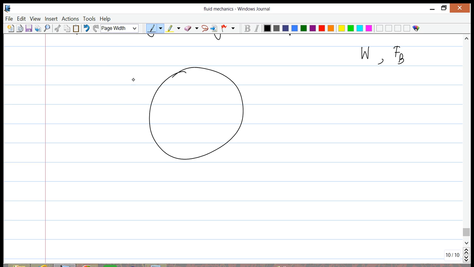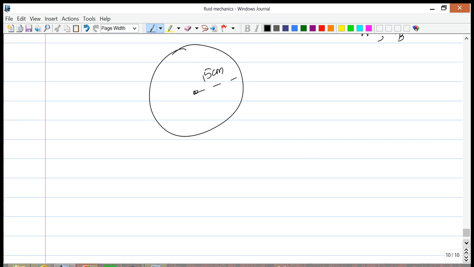So you have your spherical balloon. Its radius is 15 centimeters. We'll find the total weight pulling it down, we'll find the buoyant force, and we'll compare the two. To find the weight, we have the weight of the balloon material itself, plus the weight of the helium. So we have two things to account for.